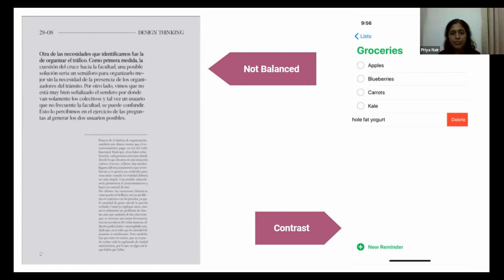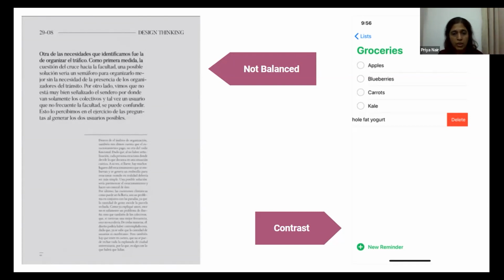Then the fifth one is the contrast, right? In this particular app, you can see how the delete option is highlighted with a very bright color compared to the rest of the content in that document, in that app, right? So that is how you highlight contrast. You can use color to make it stand out from the rest of the things, because it is a specific action which might create some impact in the user experience.